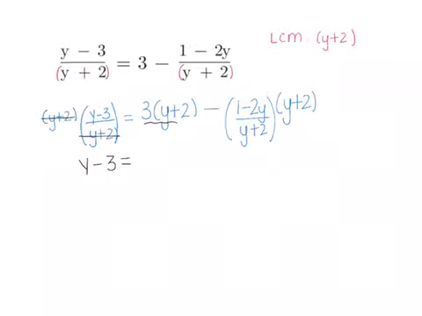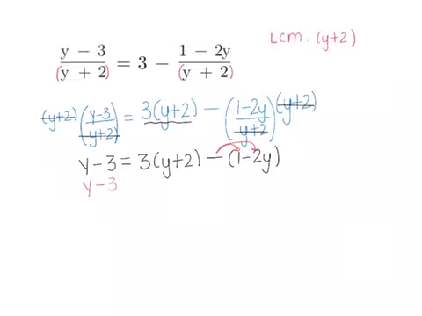Here, nothing cancels, so I'm just going to leave it for now as 3 times (y plus 2). I still have the subtraction sign. And then these y plus 2's will cancel. Now, I'm going to leave that numerator in parentheses, because it's a binomial and I'm going to have to go back and distribute the subtraction sign. If you don't do that, your answer will be wrong. So y minus 3 is equal to 3y plus 6 when I distribute.